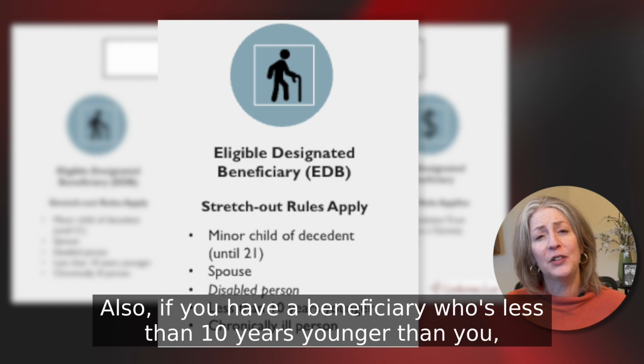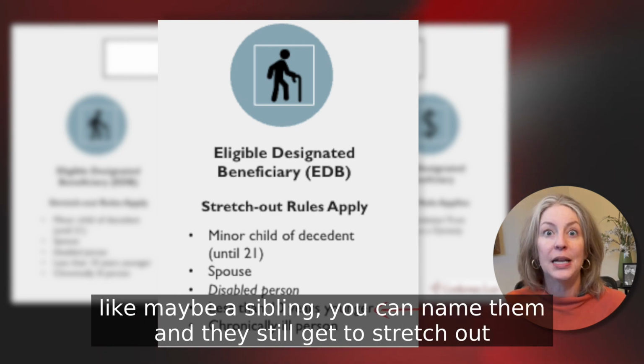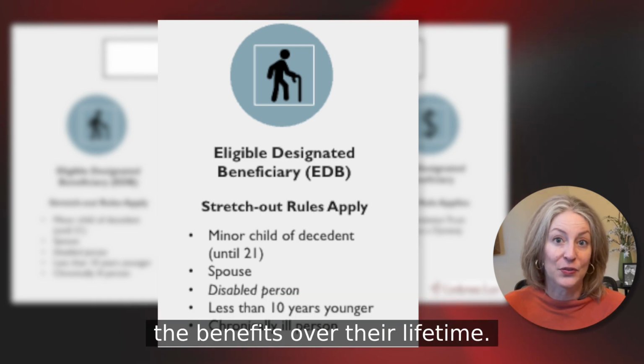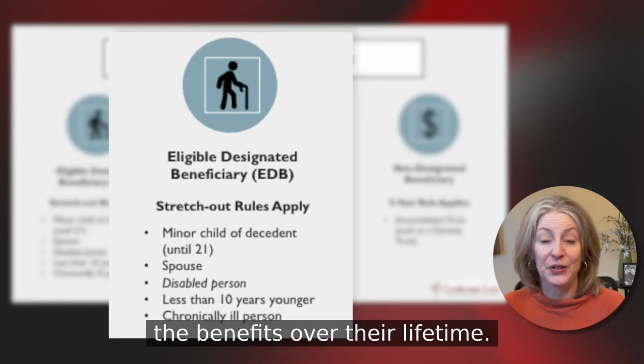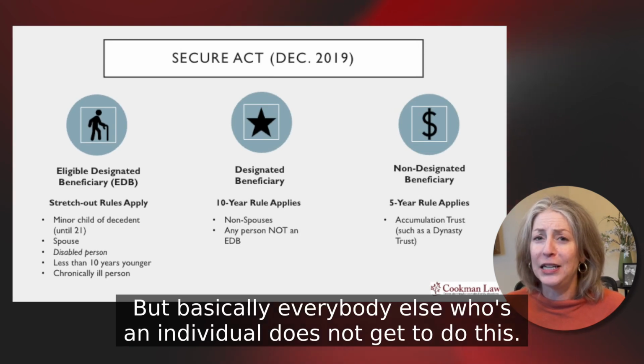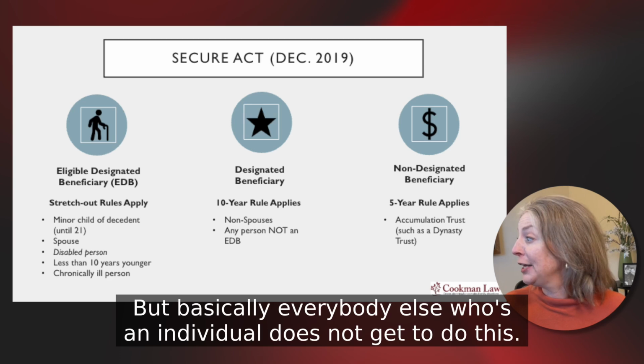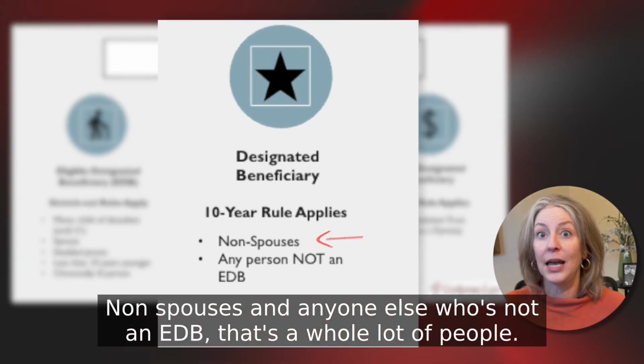Also, if you have a beneficiary who's less than 10 years younger than you, like maybe a sibling, you can name them and they still get to stretch out the benefits over their lifetime. And also a chronically ill person, as defined by the IRS, can stretch out the benefits over their lifetime. But basically everybody else who's an individual does not get to do this. Non-spouses and anyone else who's not an EDB. That's a whole lot of people.